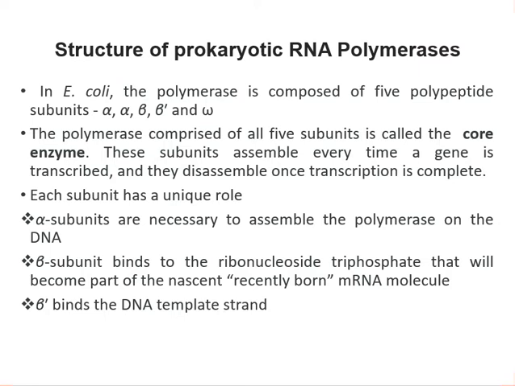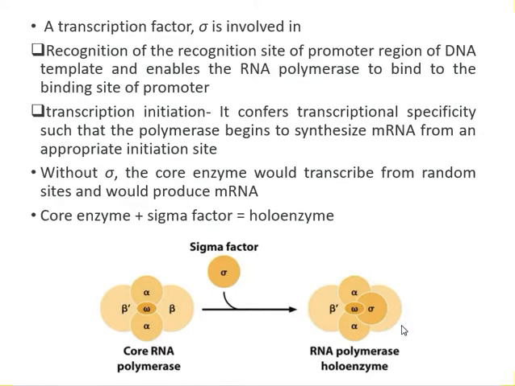Now, we come to the structure of the prokaryotic RNA polymerases. So, we take the example of E. coli RNA polymerase. The E. coli RNA polymerase is a complex protein which is made up of certain subunits. So, we can call this protein a core RNA polymerase. This is the core RNA polymerase which consists of the following subunits.